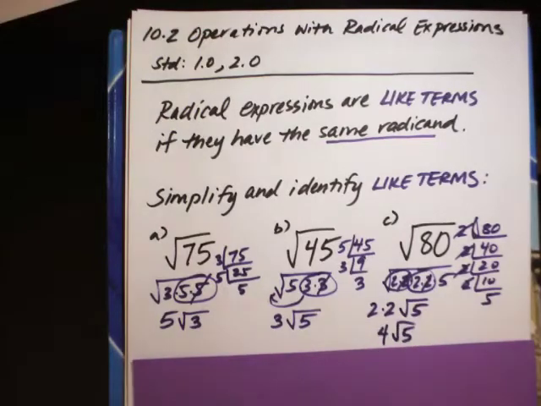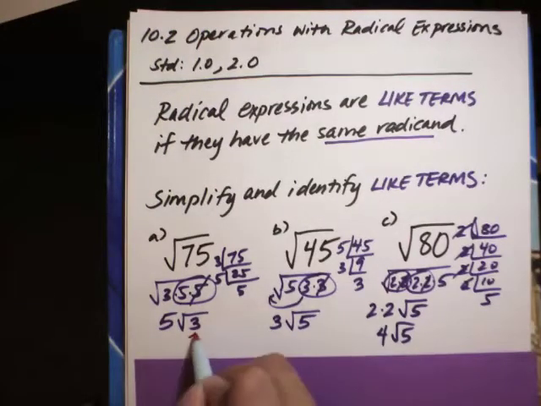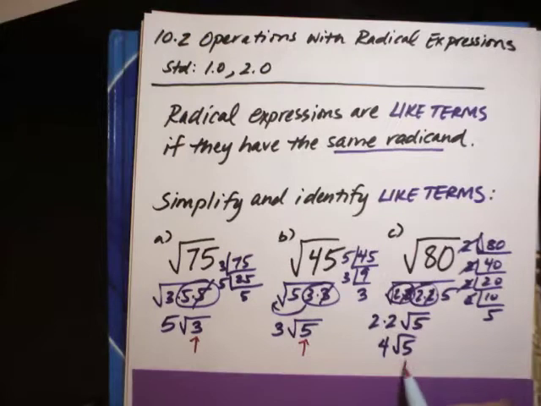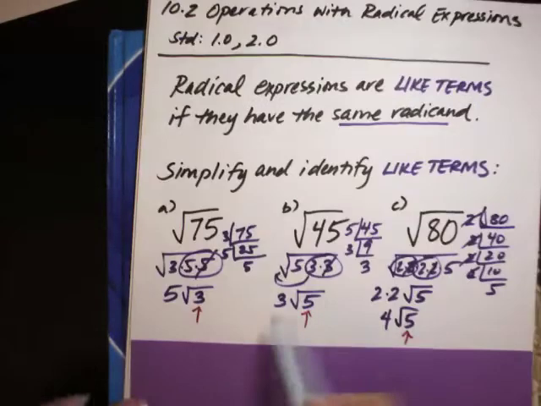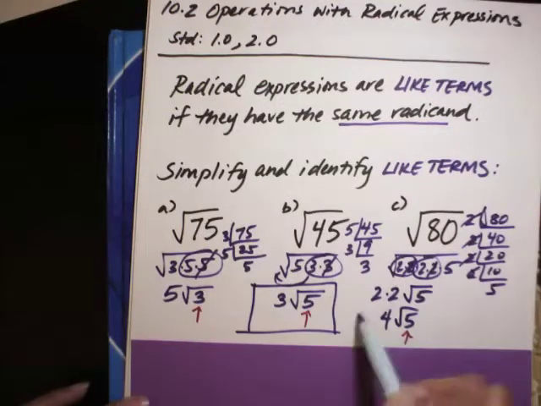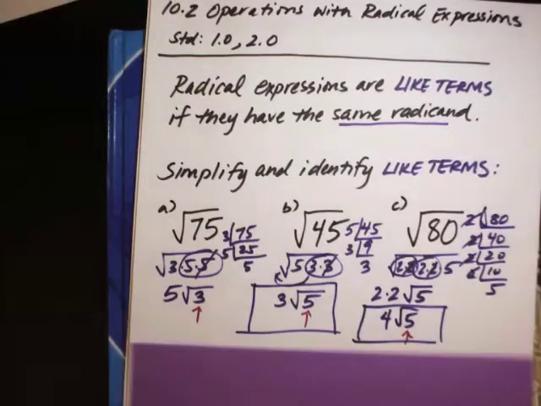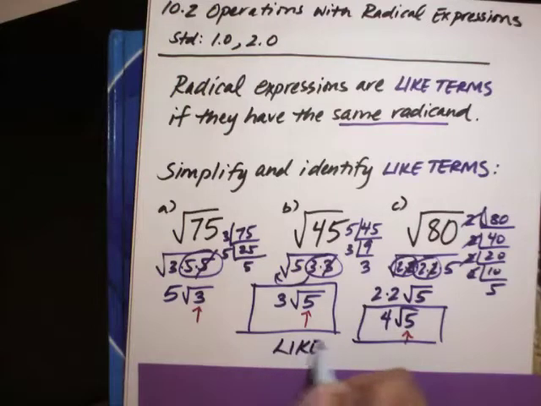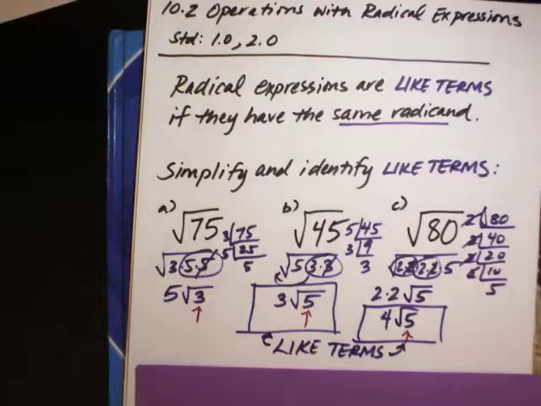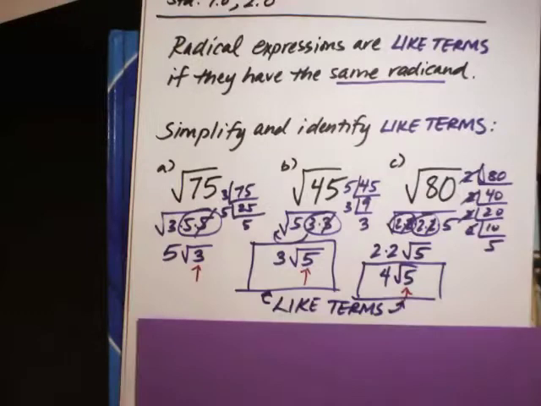So we simplified all three, A, B, and C, and now we need to identify the like terms. Going back to the definition, like terms have the same radicand. So let's look at the radicands. You have 3, 5, and 5. Did you see the same radicands? That's right. You have the same radicands in B as you do in C. So these are your like terms.